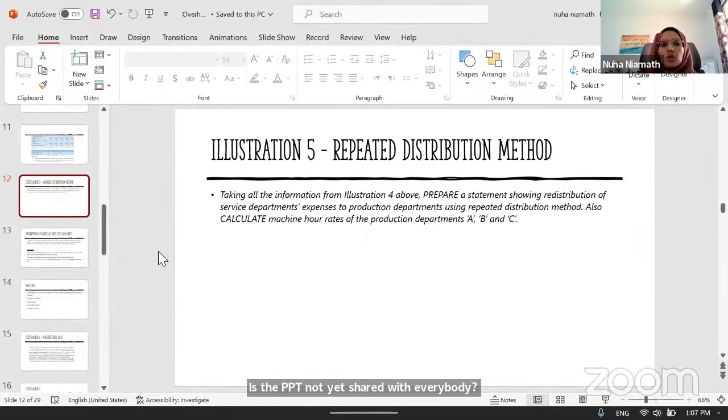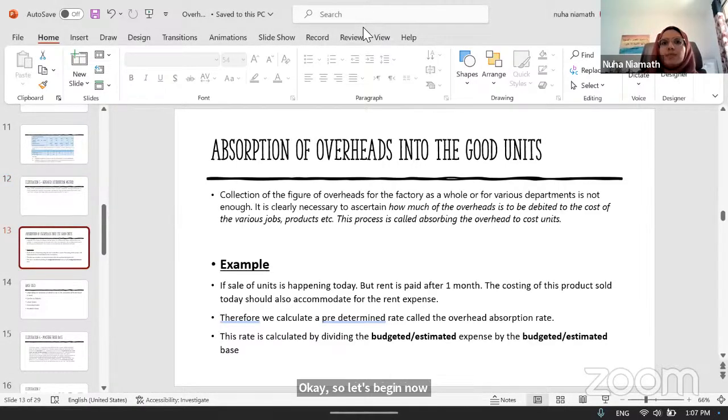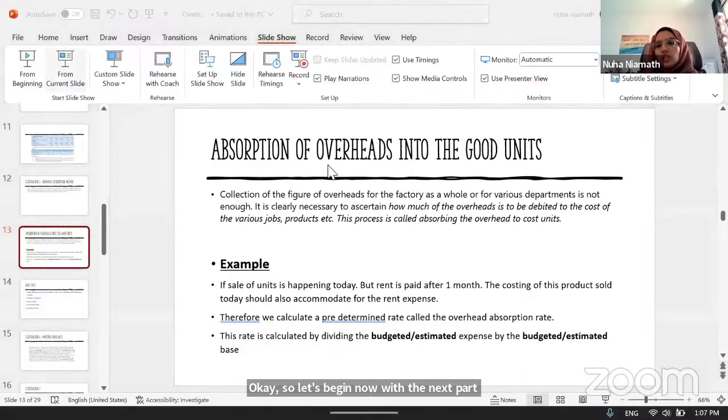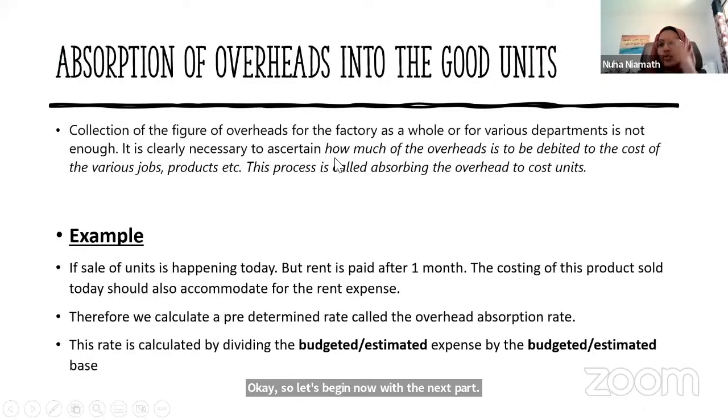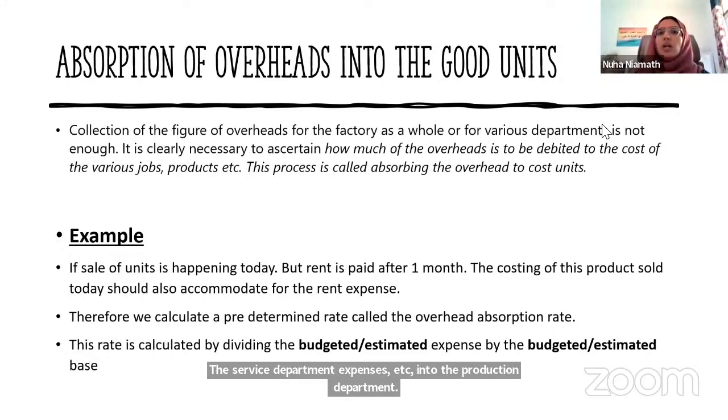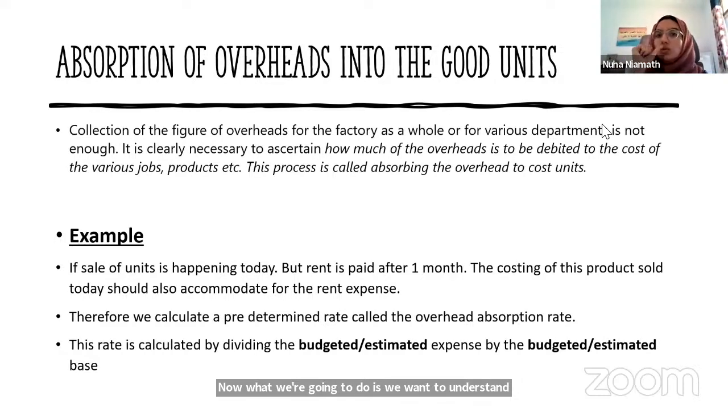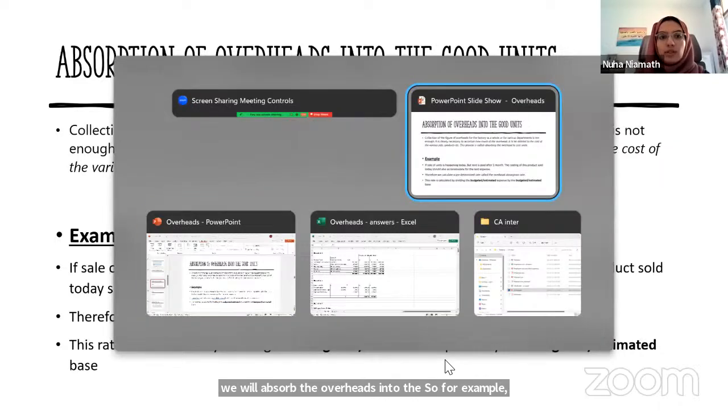Okay. So let's begin now with the next part. Till now we were doing allocation of expenses, the service department expenses, etc., into the production department. Now we are going to understand how we will absorb the overheads into the good units. This would be easier explained if I take my Excel.